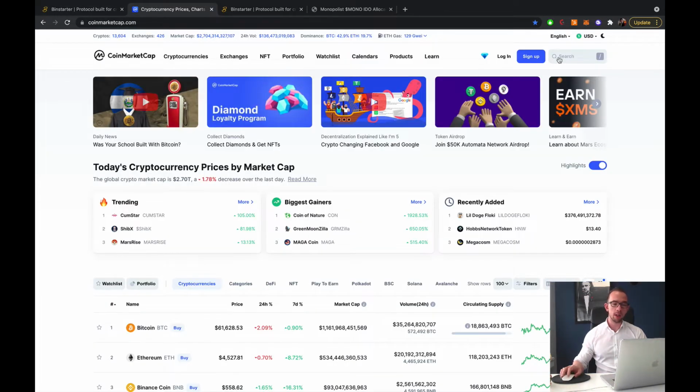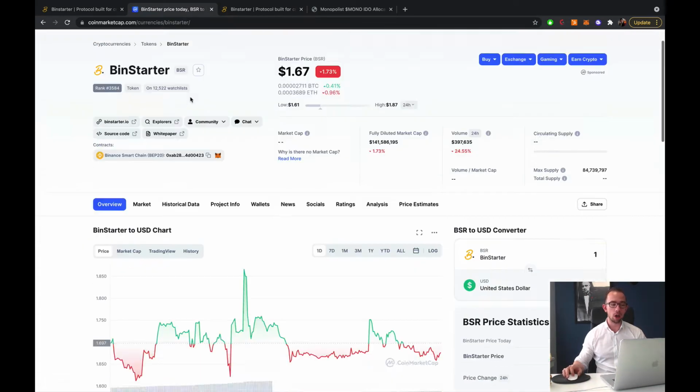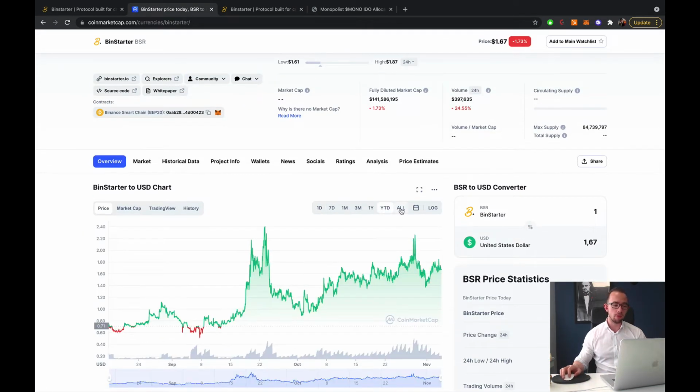When I go to CoinMarketCap and pull up the Binstarter token with the code BSR, you will see that basically since the launch of this token, it has been quite stable. There have been significant ups and downs, which is to be expected with starting launchpads. For the Binstarter Launchpad specifically, the ups and downs are because of hyped IDO projects.